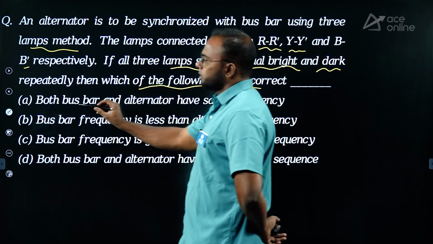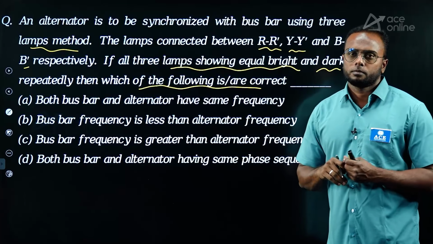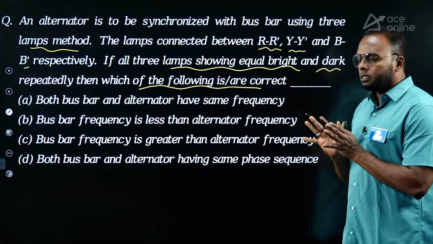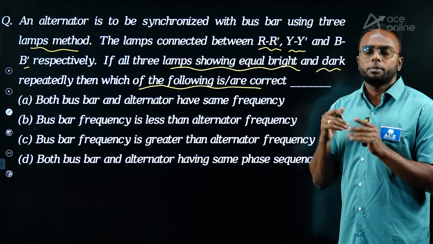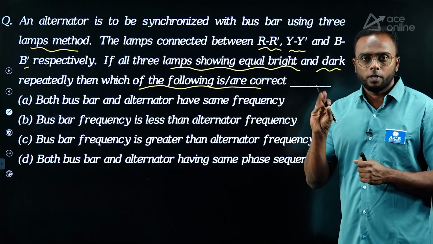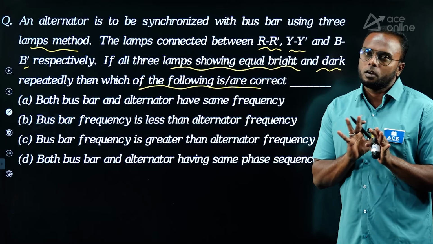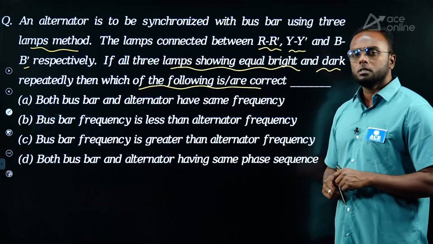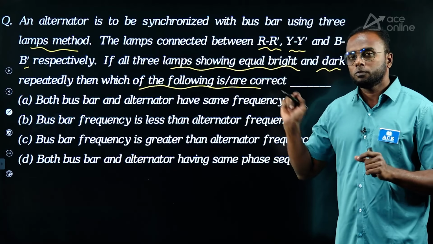See here, the first option is both busbar and alternator have the same frequency. First you should understand this statement. The 3 lamps are showing equal bright and dark, meaning bright is showing, dark is showing repeatedly, one after the other. That means the lamps are flickering. Lamps flickering means the 2 systems do not have the same frequency. But the first one says both busbar and alternator have the same frequency. If they have the same frequency, how will the lamps be?